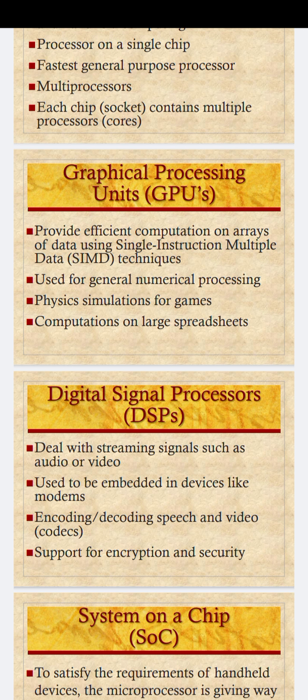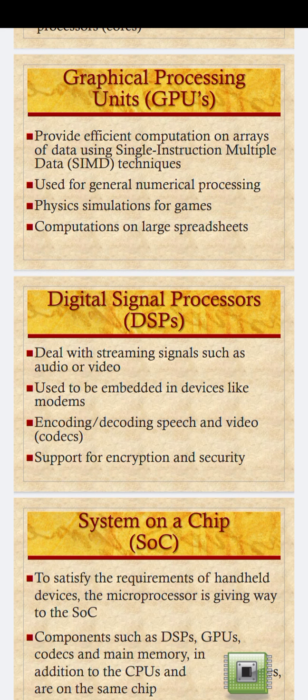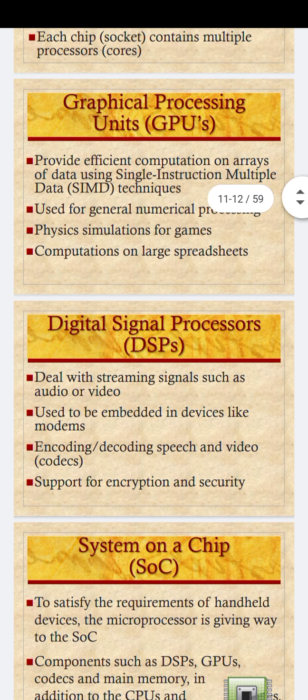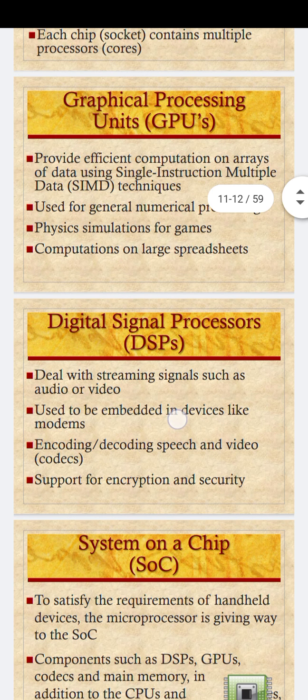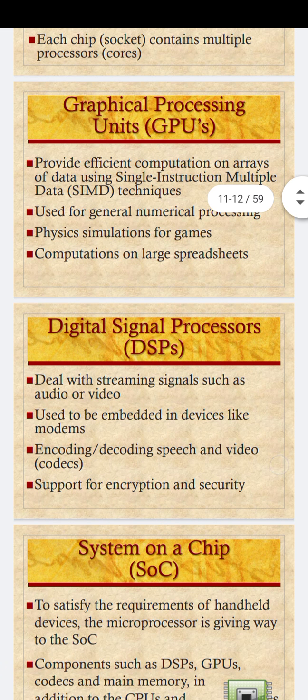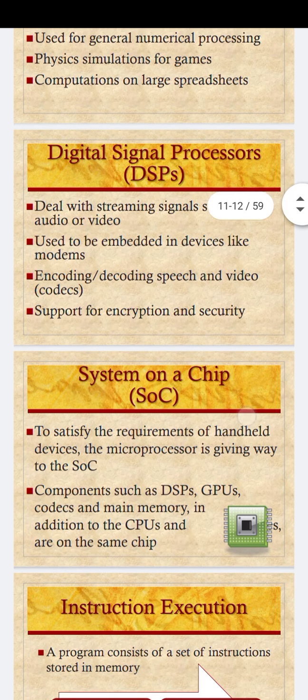This is computer system. Digital signal processors, DSPs, deal with streaming signals such as audio or video. They are used to be embedded in devices like modems, for encoding and decoding speech and video codecs, and support for encryption and security.